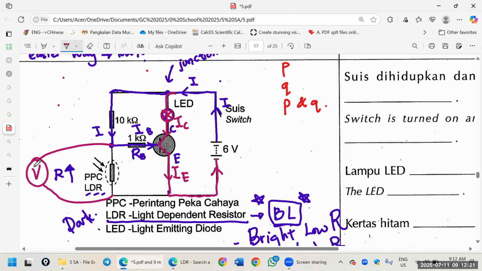Potential divider, yesterday: high resistance means high voltage. By the way, the voltage here in this circuit, even though there is no more battery, we still call it the base circuit. So the voltage here, we call it the base voltage. Get the idea?